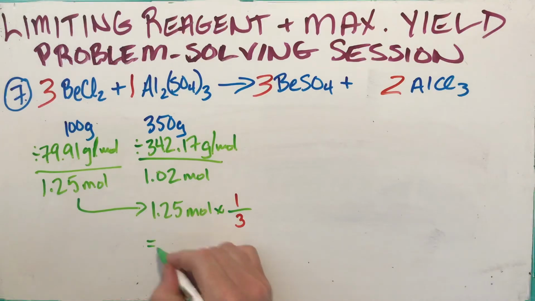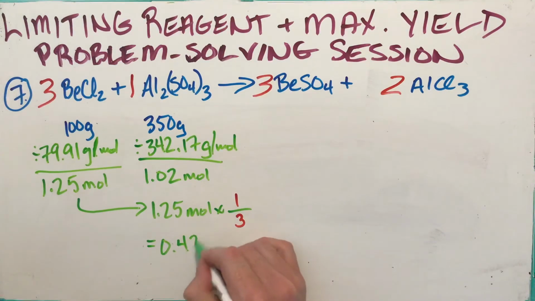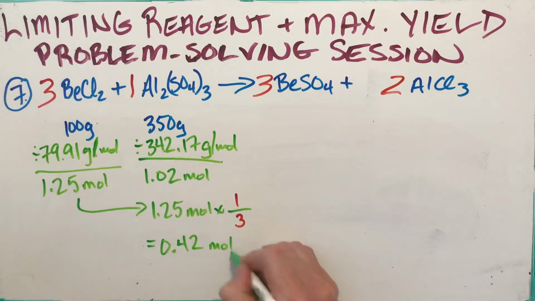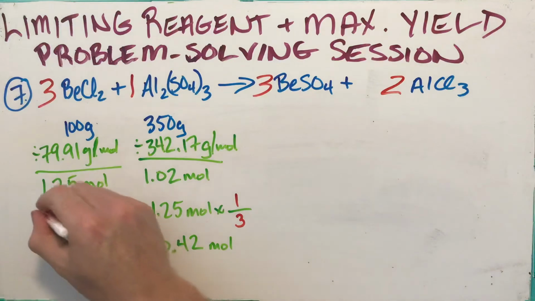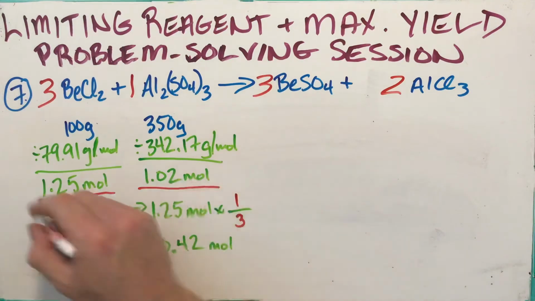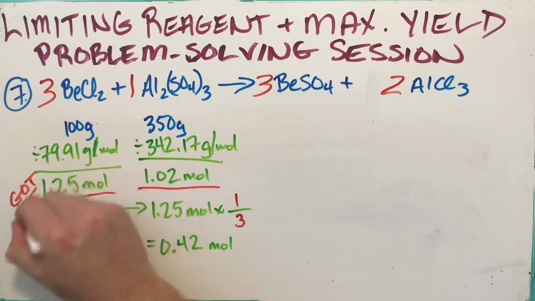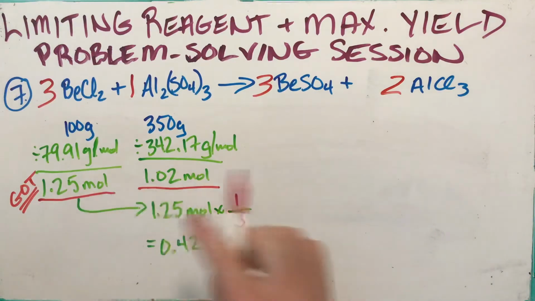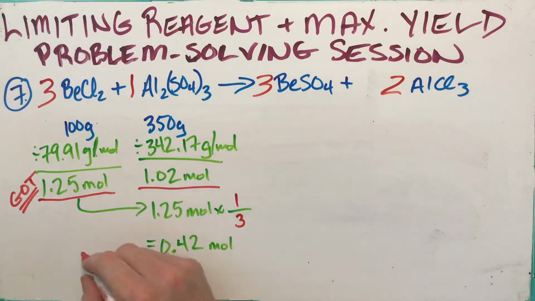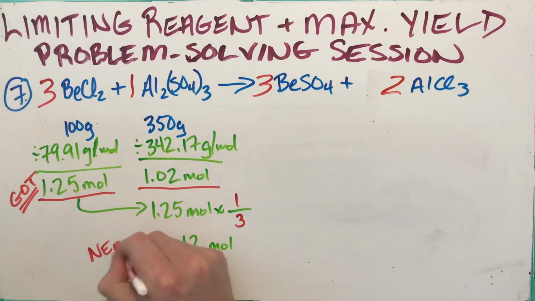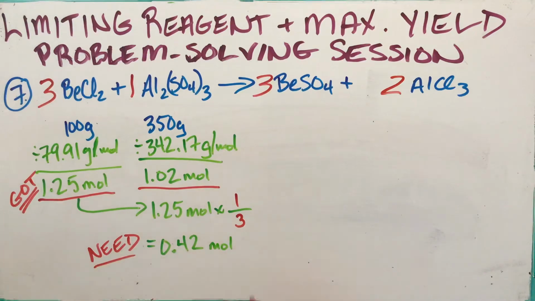And that ends up being 0.42 moles. Now again, in your head, what steps do we got to do? These two numbers right here, that is what I got. All right? I got this, I got that. This down here, this is what I need.